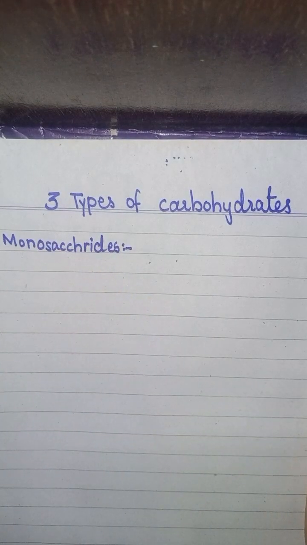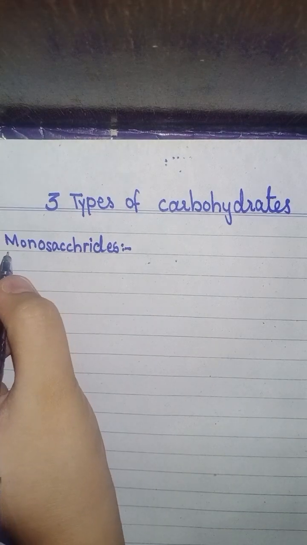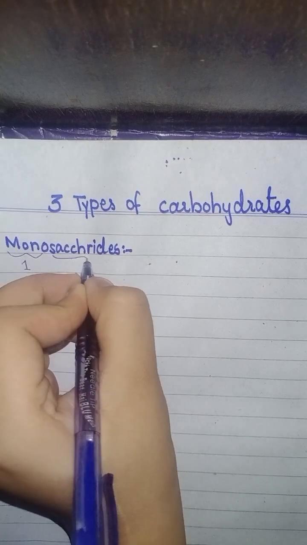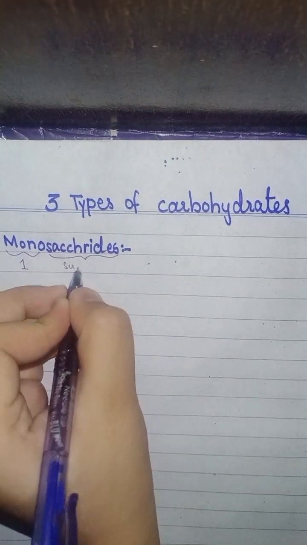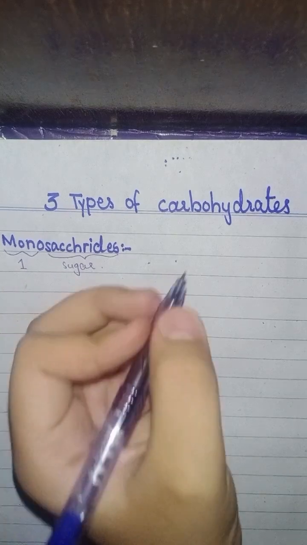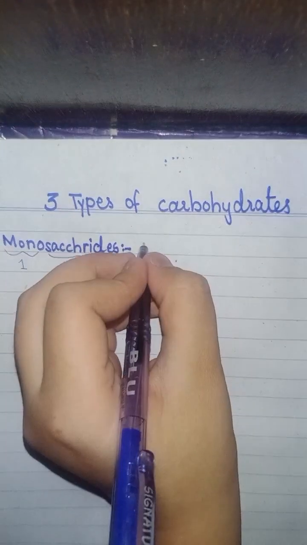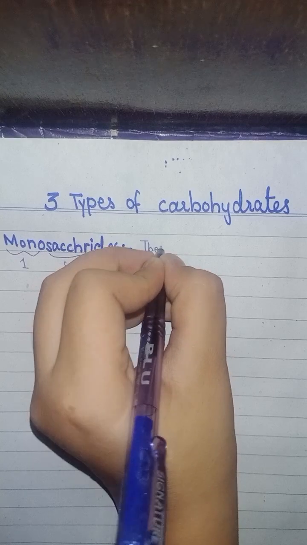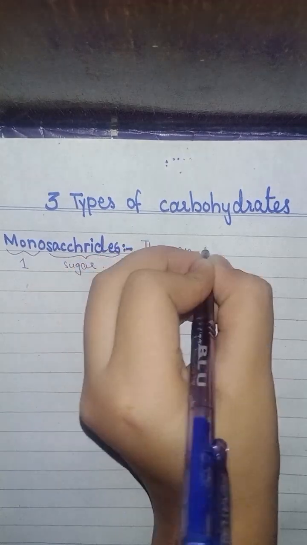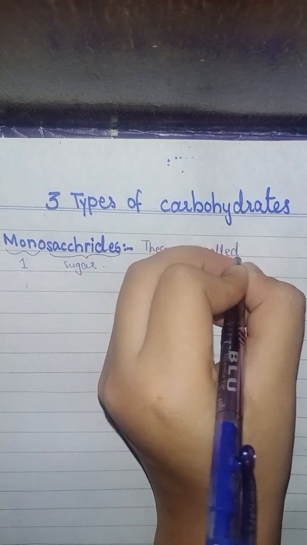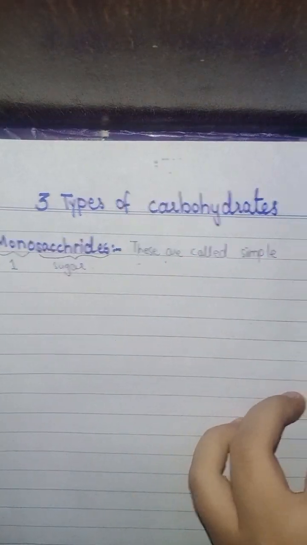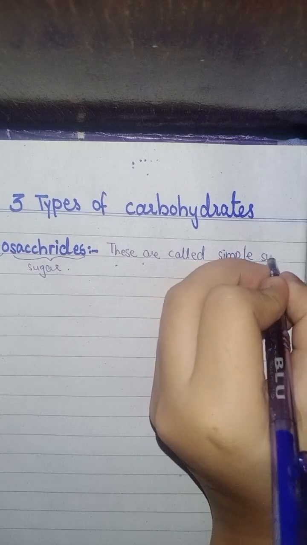Okay, so now what is a monosaccharide? As the definition says, mono means one and saccharide means sugar. So we can say that they are called the simple sugars, simple integer sugars.